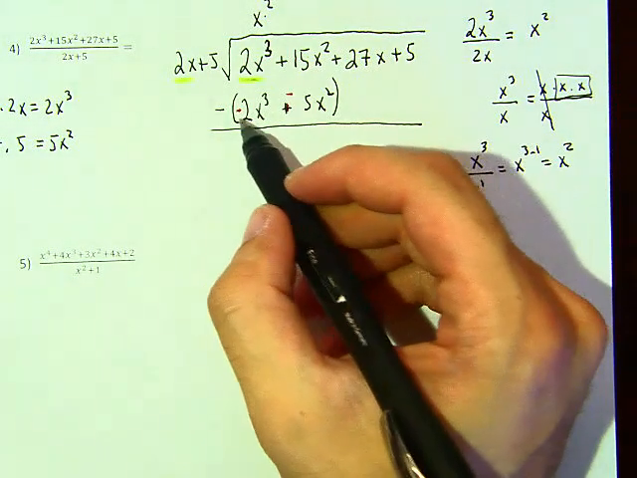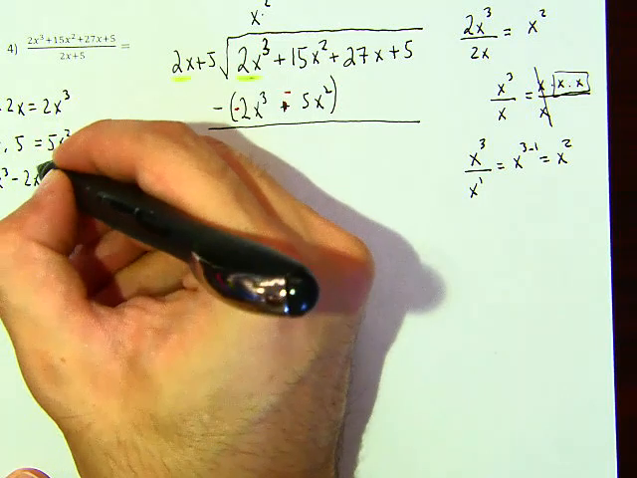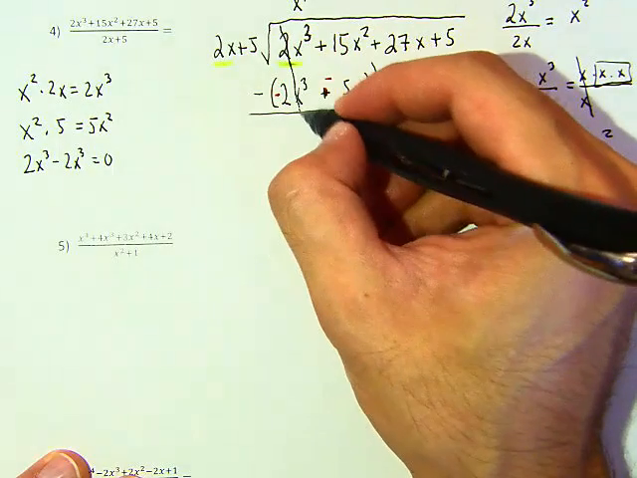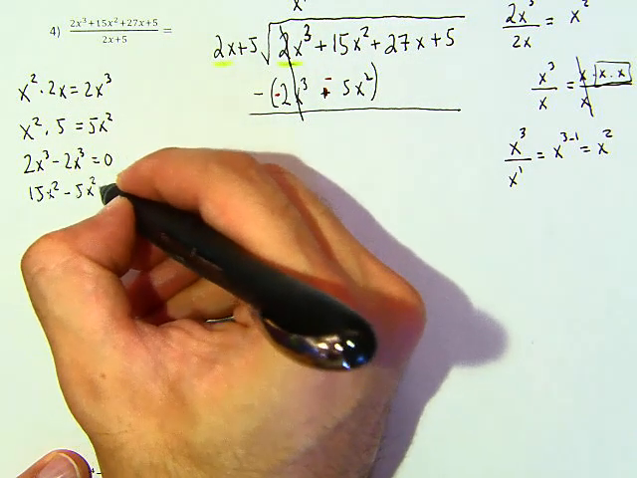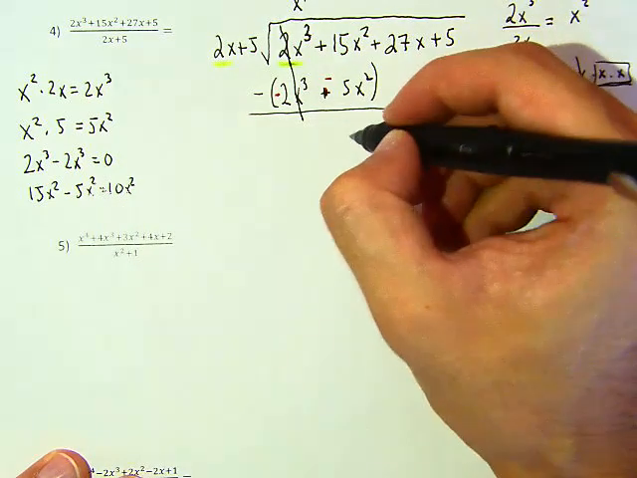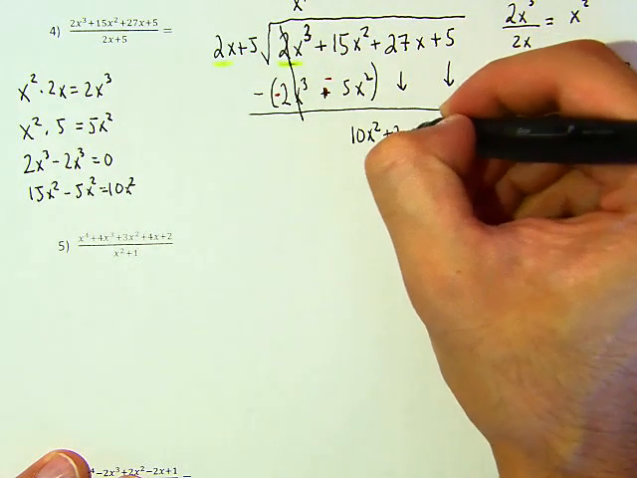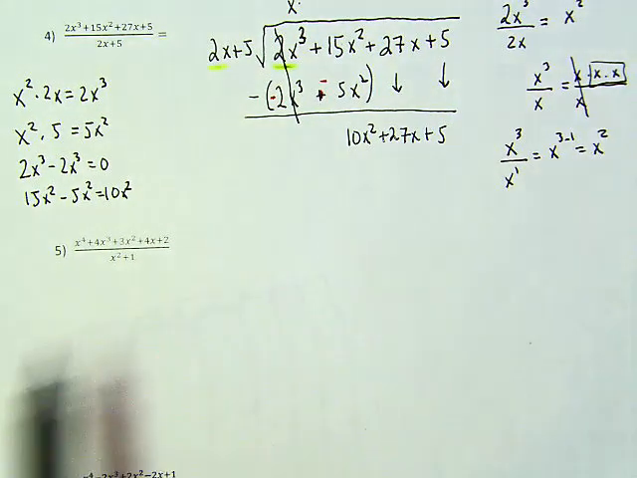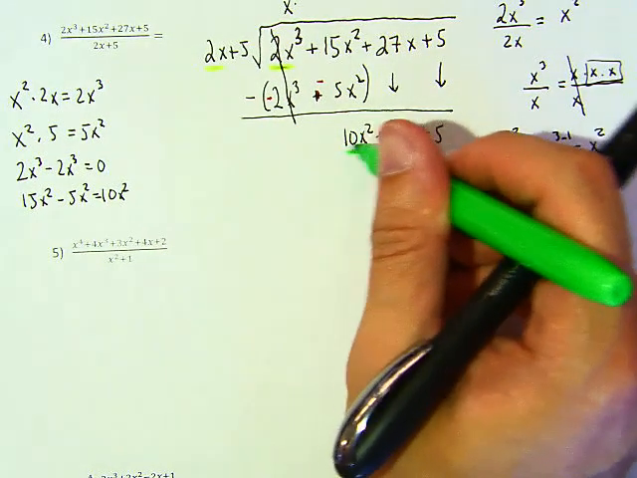Then this becomes, what's 2x cubed minus 2x cubed? That's 0. Okay, so this is 0, cancels. And then what's 15x squared minus 5x squared? That's 10x squared. So I put it over here. Then what do I do? I bring everything down. And then what do I ask myself? I say, how many times does 2x go into this 10x squared?